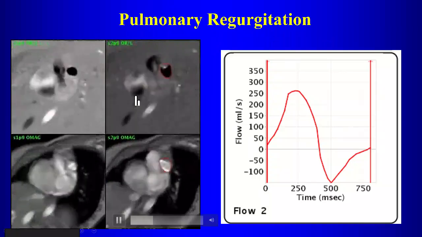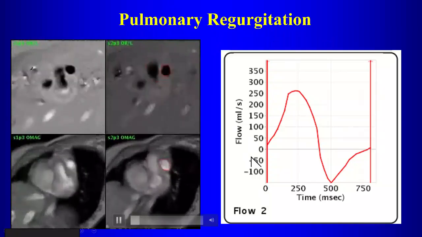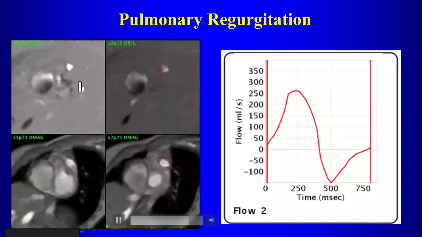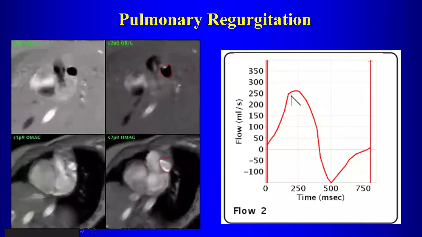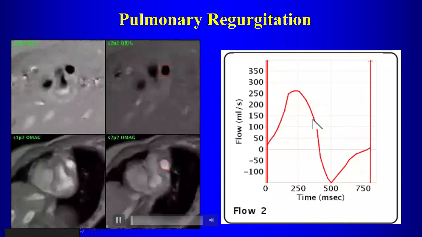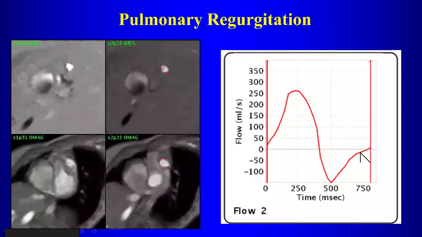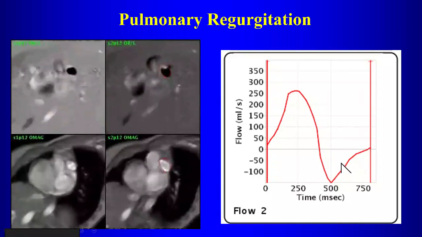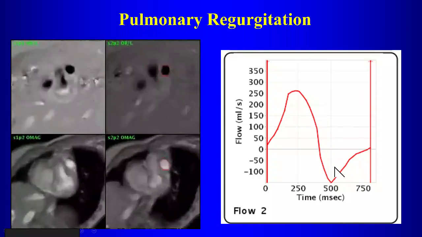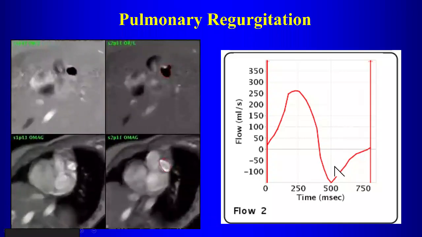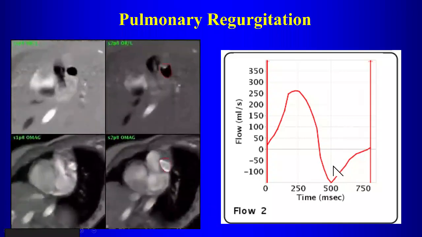So we can do that. Here we can measure, for this patient with pulmonary regurgitation, the forward flow throughout the cardiac cycle. We can measure the reverse flow throughout the cardiac cycle. So we can now accurately quantify the amount of pulmonary regurgitation in this patient.